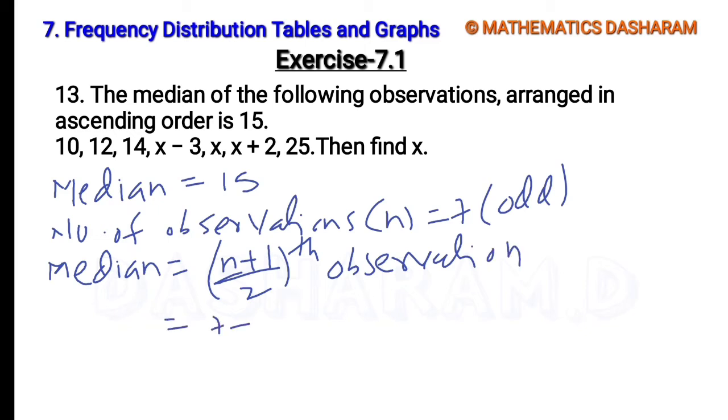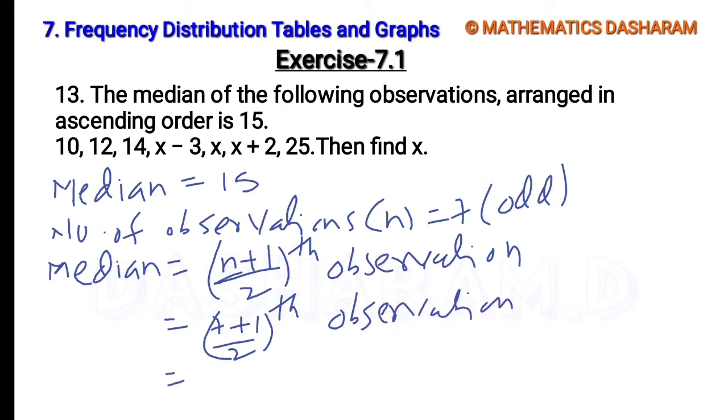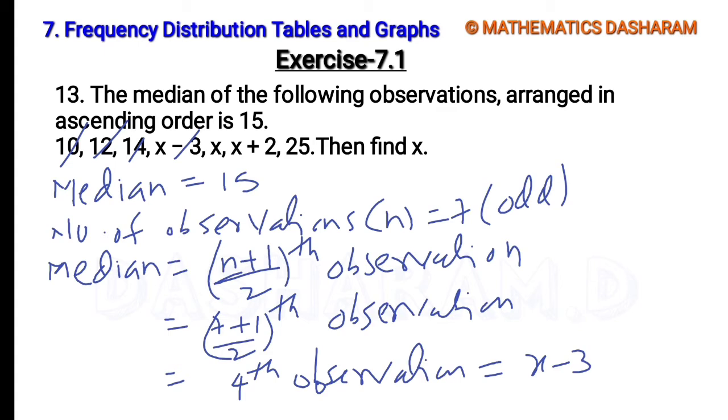So the (7 plus 1) by 2 th observation. 7 plus 1 is 8, 8 by 2 is the fourth observation. From the question, they are already in ascending order. The fourth observation is, 1, 2, 3, 4, x minus 3. So therefore the median is x minus 3.